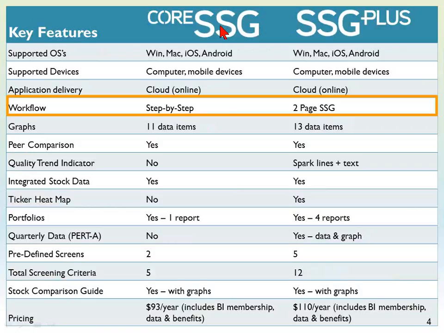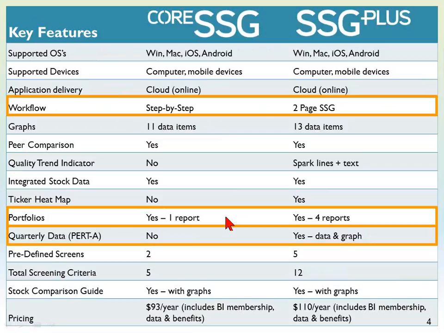I'm highlighting here some of the main differences in the tools. So between the Core and Plus, the Core is a step-by-step product, and the SSG Plus, to get a stock selection guide done, is primarily a 2-page process. So it's a little bit quicker there. Portfolios, you only have 1 report in the CoreSSG, and SSG Plus has 4 reports. There's quarterly data in the SSG Plus, or an in-depth quarterly data functionality.